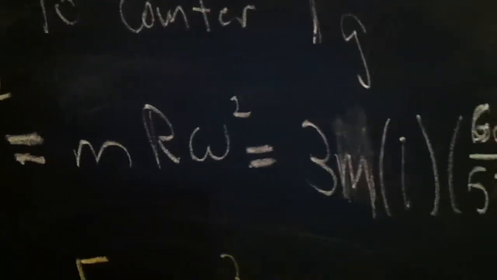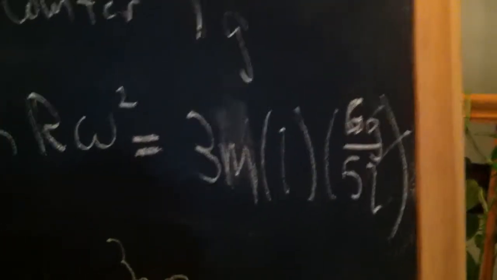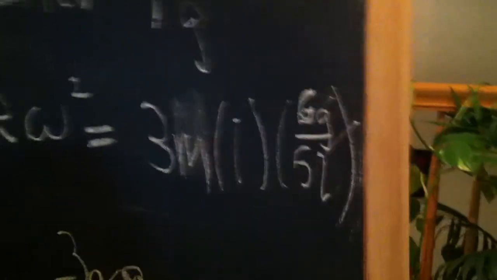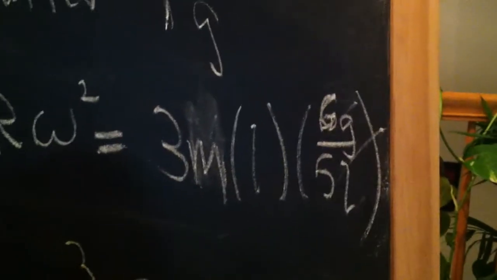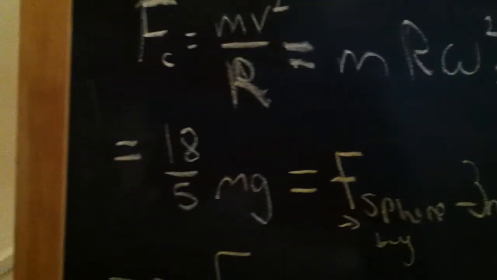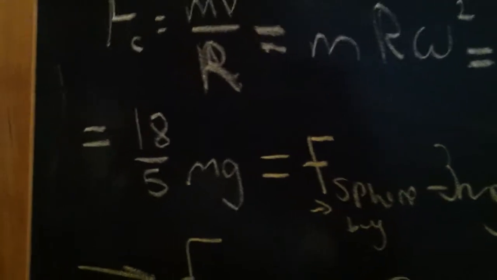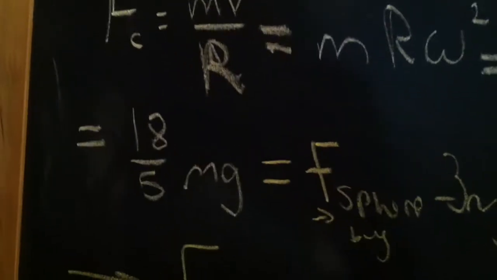And then you substitute in again. The mass of the bug is 3m, r equals L, and omega, as we found before, is the square root of 6g over 5L, so squaring it gives you 6g over 5L. And that, when you simplify, is 18mg over 5.